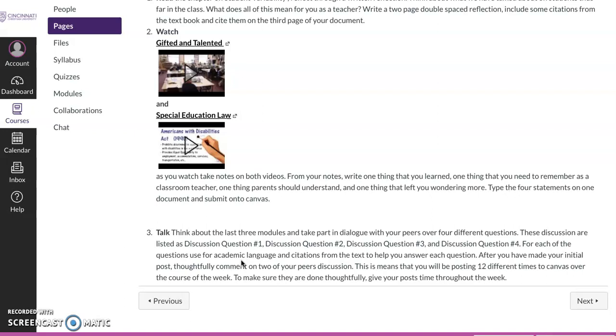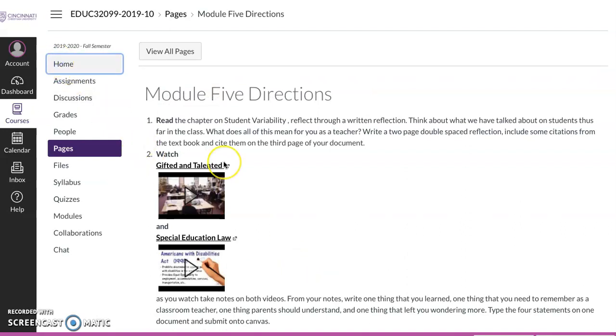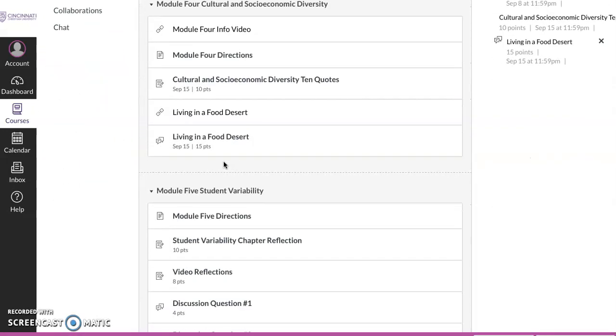After you've made your initial post on all 4, then you are going to thoughtfully comment on 2 of your peers' presentations. That means you will have a total of 3 different comments on each one. 3 times 4 is 12. So you're going to post 12 different times on Canvas over the course of the week. Let's go and look at more of Module 5.